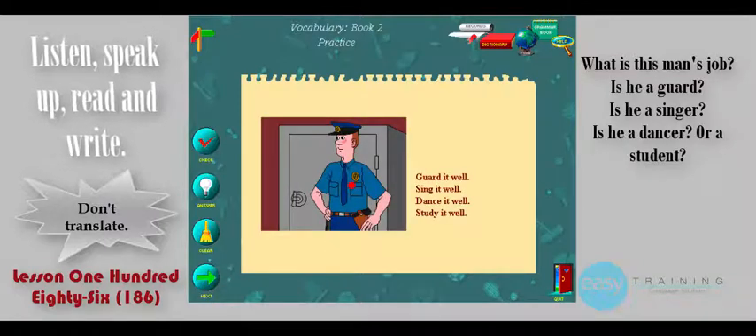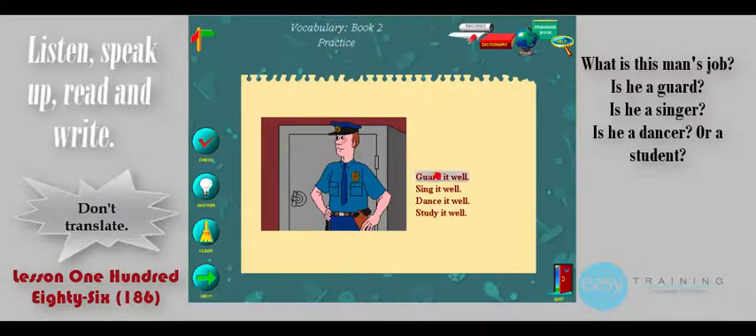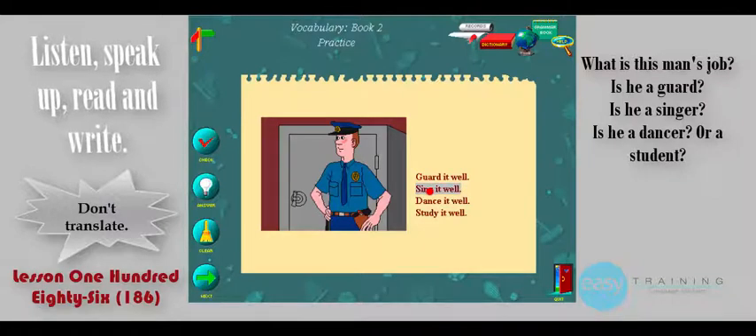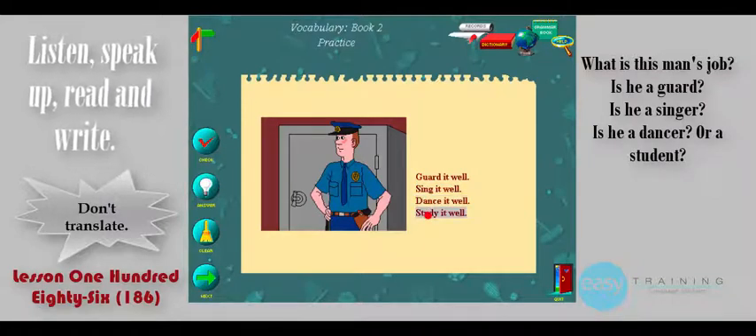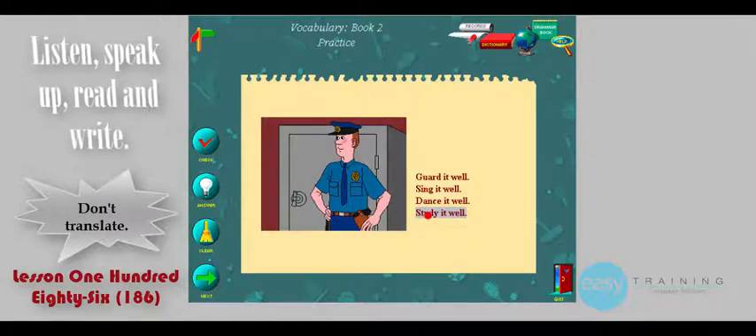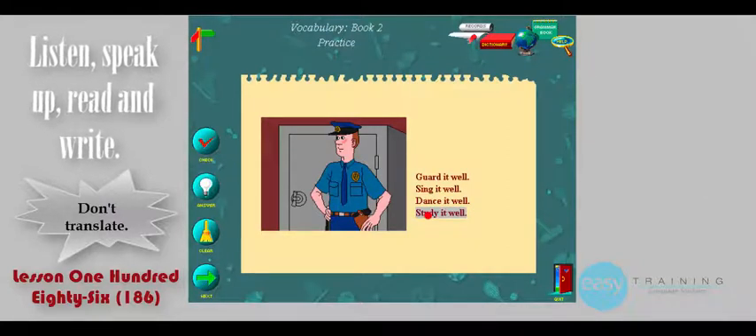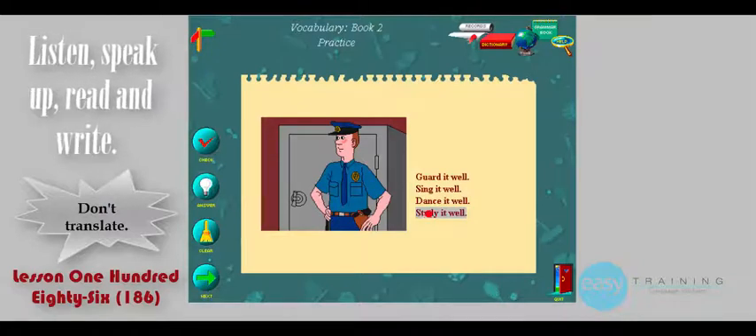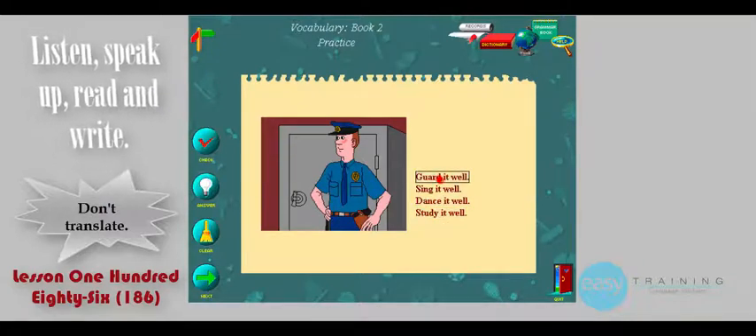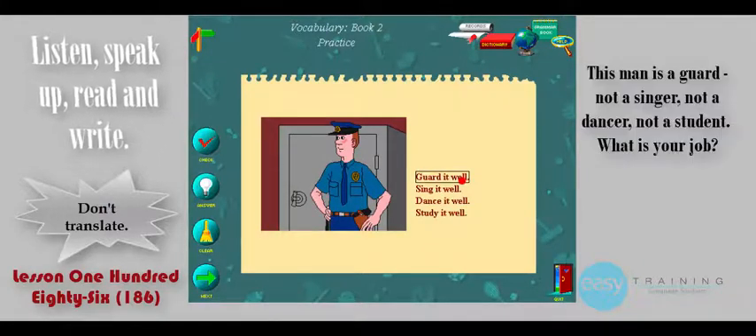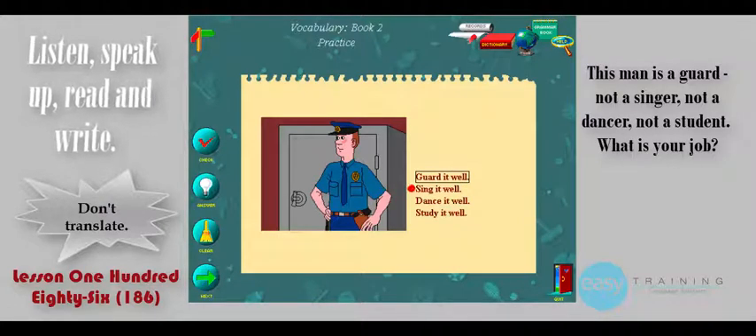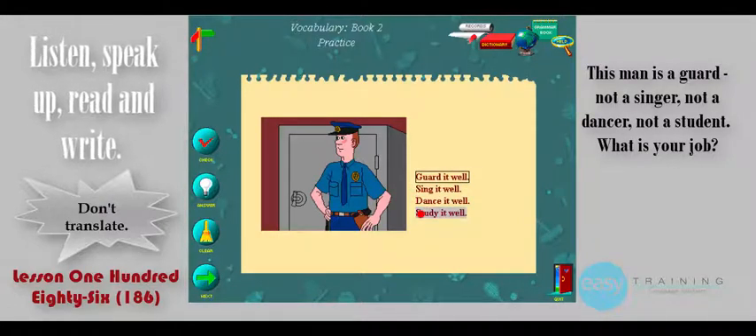What is this man's job? Is he a guard? Is he a singer? Is he a dancer? Or a student? If you say he is a guard, this is the right choice. Guard it well. This man is a guard, not a singer, not a dancer, not a student. What is your job?